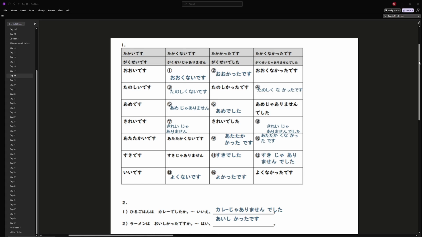Okay, so we're starting with oi desu, and then we go to oku nai desu, which is present negative, because the kata is past tense. Okay, and then oi kata desu. The i becomes the kata, so it's just oi kata desu to oku nakata desu, and that one they gave us for free.